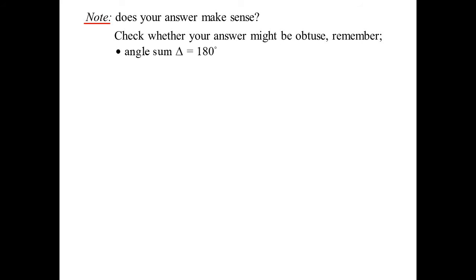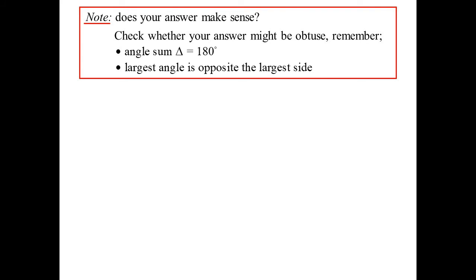The angle sum, of course, has to be 180. So as I was saying, if you've already got one obtuse angle in the triangle, you know you can't have another one. But this, the largest angle will always be opposite the largest side. It's also true that the smallest is opposite the smallest and the middle one's opposite the middle one.